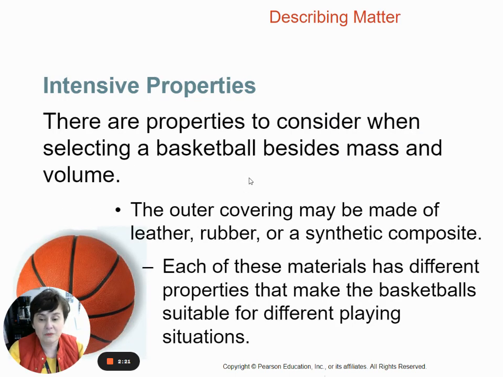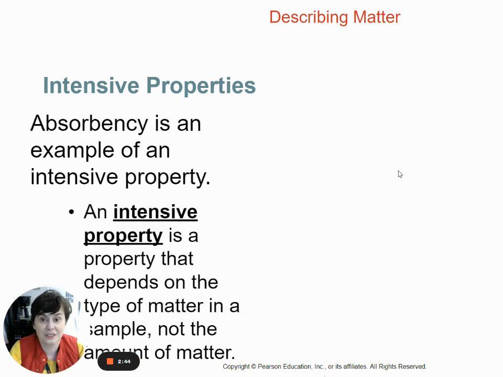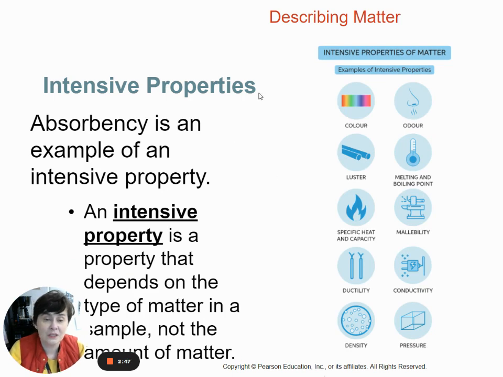Now, again, with mass and volume we could think about intensive properties. We could think about density. We could divide the mass by volume to get the density of that basketball. There are several properties to consider. The outer covering may be leather, rubber, or some kind of synthetic composite, some kind of polymer. Each of those materials will have different properties to make the basketball suitable for different playing situations. Absorbency, color, odor. Notice the British spelling too. All these different things here.